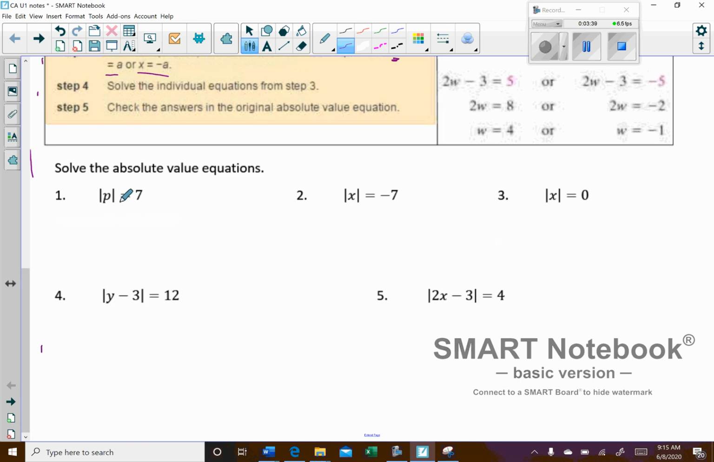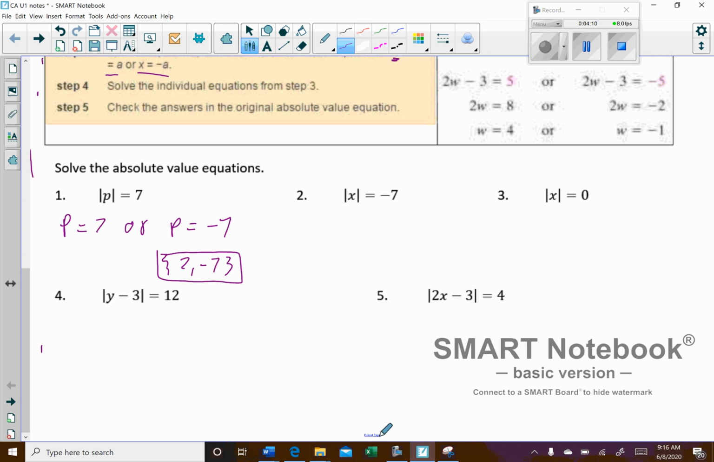Okay, so on this first one right here, the absolute value of p is equal to 7. So what we're supposed to do here is look at p being equal to 7, or p could be -7. So either one of those could work. And on your homework, you're going to have the solution set again. So you just put in 7 and -7, just like that inside the set. If you plug in either one of those, it will come back true.